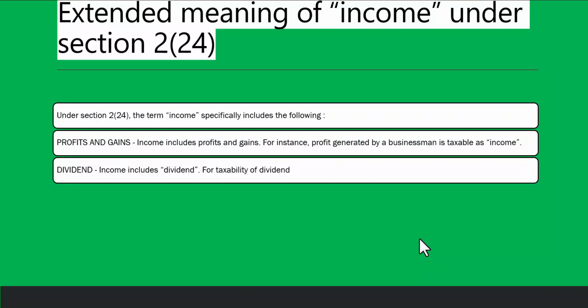Dividend. Income includes dividend. So if you have taken shares of a company and the company is declaring dividend, the dividend will be taxed in your hands and it is an income.